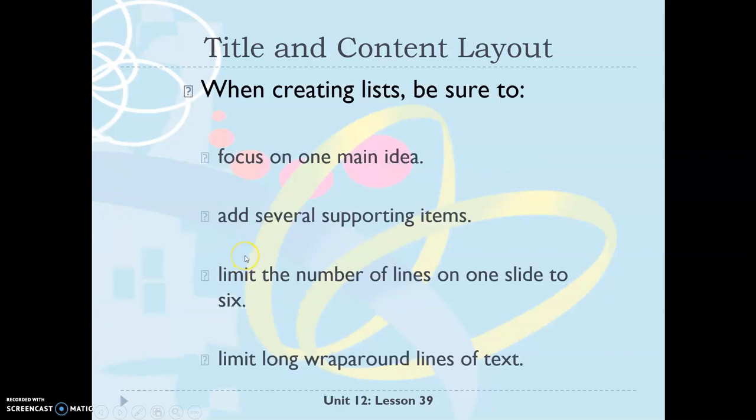All right, so when it comes to title and content layout, these are some things you want to focus on. So when creating lists, make sure to focus on one main idea. Add several supporting items. Limit the number of lines on one slide to 6 if you can. Limit long wraparound lines of text. So these are just some formatting guidelines when you are building different slides in your presentation.